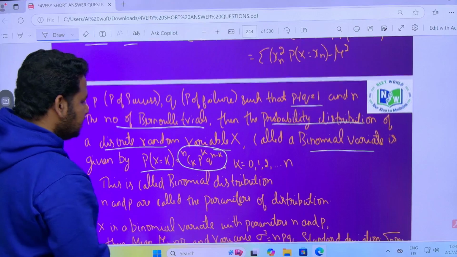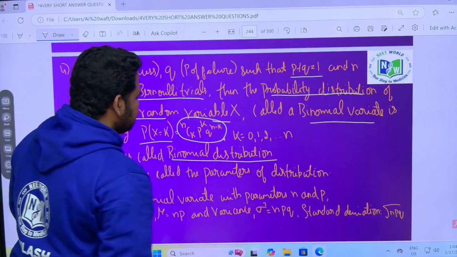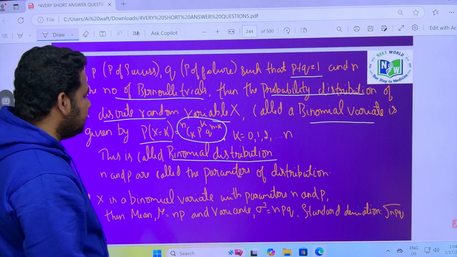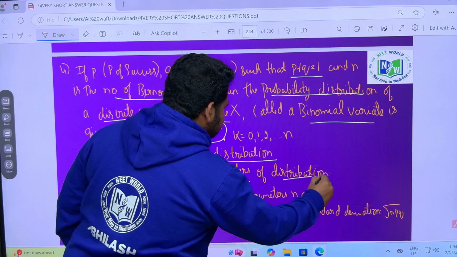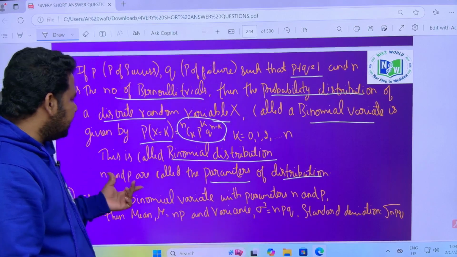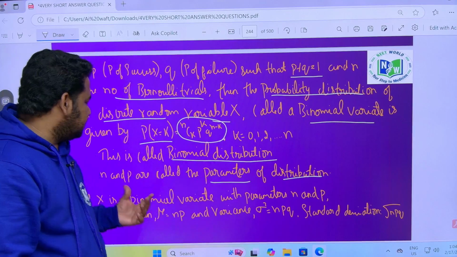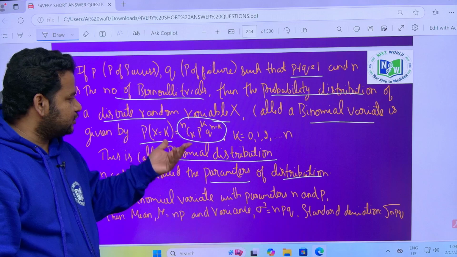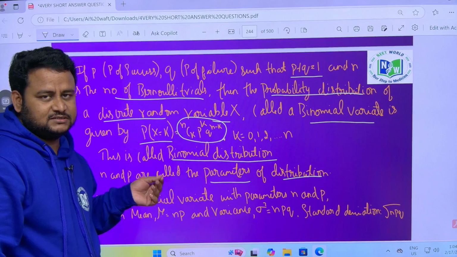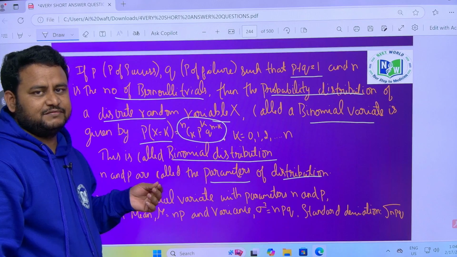This is called binomial distribution because it is talking about the binomial variate, and n and p are called the parameters of the distribution. You may ask, what is q? q is nothing but the probability of failure. If p is the probability of success, q is the probability of failure, that is, the event not happening.